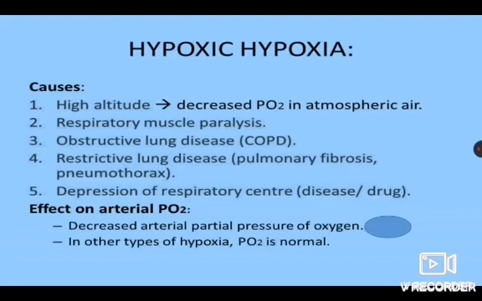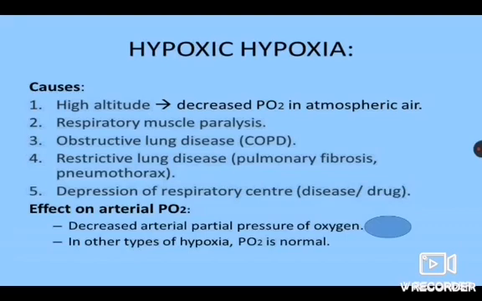When these muscles are paralyzed, the air cannot enter into the lungs, resulting in hypoxia. Obstructive lung diseases like COPD. In this case, lung function is obstructed, like bronchiectasis and asthma, etc., resulting in hypoxia. Restrictive lung disease like pulmonary fibrosis and pneumothorax, which restricts or reduces the function of the lungs. The lungs will not be able to expand, thereby air cannot enter into the lungs.